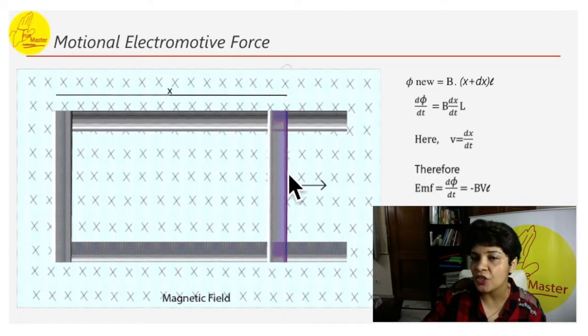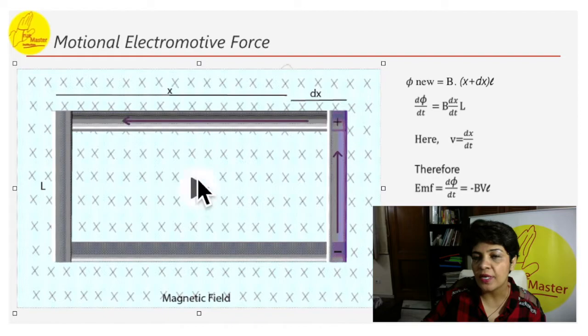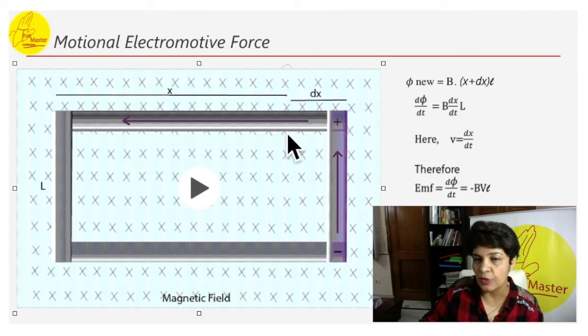Now if I change the area, the flux will change. Okay, so let's run this. This is how it's changing its area. Now what's the new area? The new area is x plus dx, right? So we can say B into x plus dx, and this is the L, which is this part. So B, the magnetic field, which you can see by these x lines, into x plus dx. Why x plus dx? This area has been increased. This was the original length, the length of the conductor. Now we have moved it further, so it has become x plus dx into L.